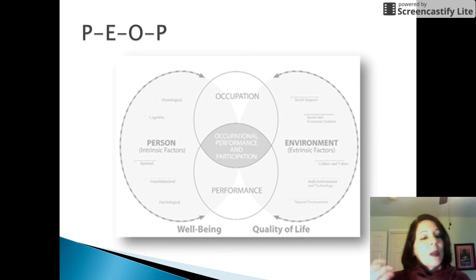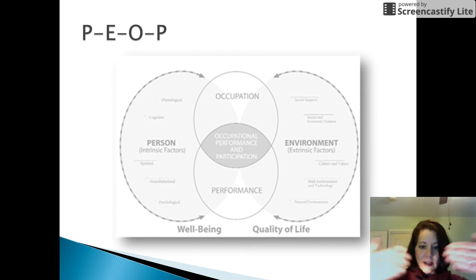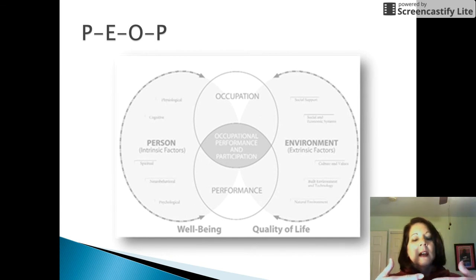All right. One difference with the PEOP is that the model, even though the concepts are dynamic and it is considered to be a transactional model, the visual model doesn't change. There's no moving in and out like with the PEO. So on the one side, we have the environment, and on the other side, we have the person, and they touch in the middle. So you can see the shading behind the occupational performance. They touch in the middle.